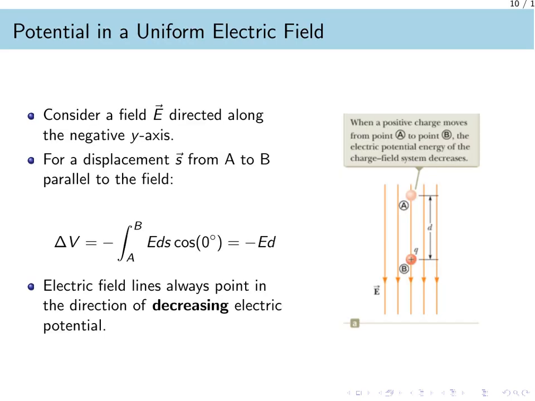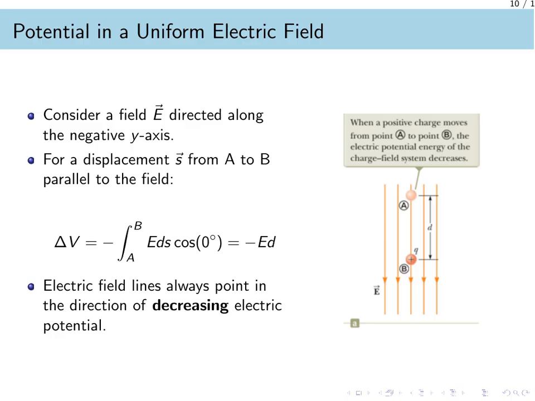their target. Let us look at a uniform electric field where the field lines are straight, parallel, and directed downward along the negative y-axis. If we move a displacement d from point A to point B parallel to these field lines, the potential difference is simply the negative of the field strength times the distance, or negative Ed. The negative sign is crucial. It tells us that electric field lines always point toward regions of lower electric potential.